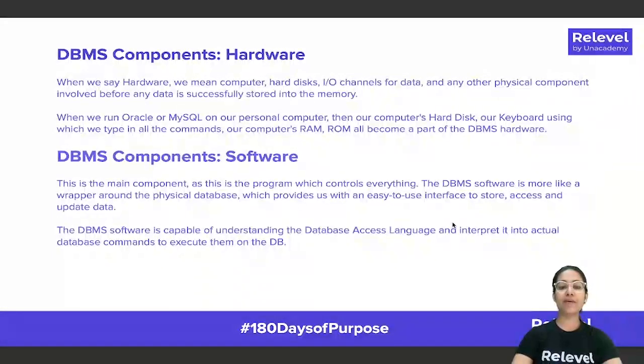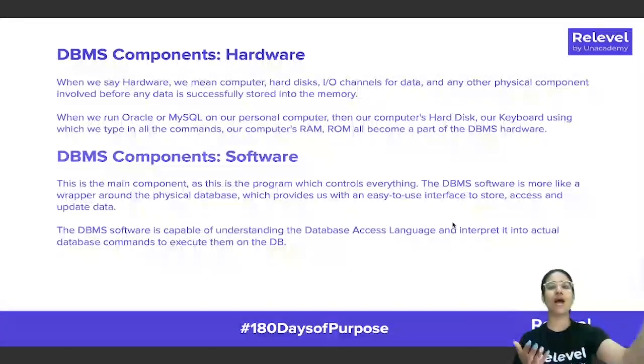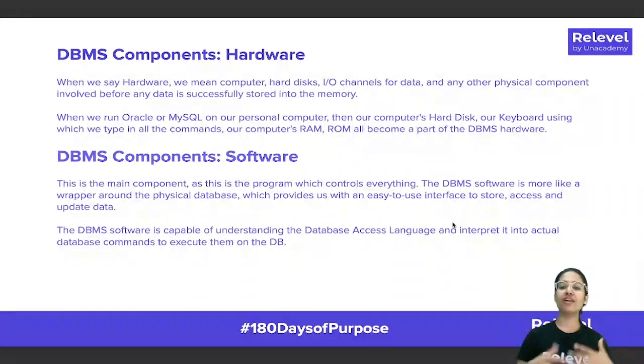Then we talk about DBMS software. Okay, now this is the main component, as this is the thing that is actually controlling everything. Okay, the DBMS software is more like a wrapper around the physical database. If you would have used a physical database, right, you would have just used a hard disk, right? Now on top of the hard disk, you applied a wrapper over it, you made a software which helps you to access the information, right? Software is nothing but like that. Okay, it's more or less like a wrapper around the physical database, which provides us an easy to use interface to store, access and update data.